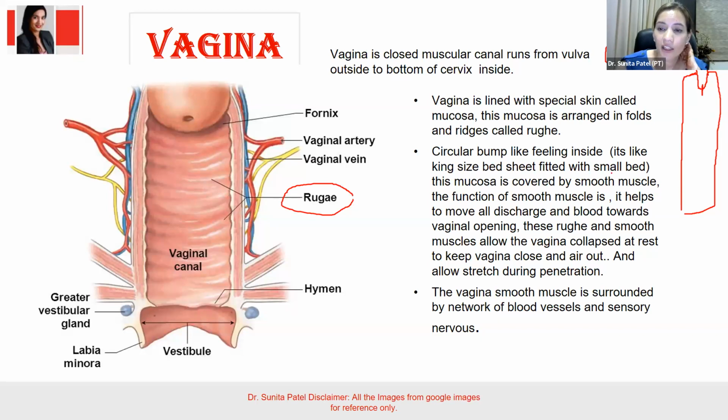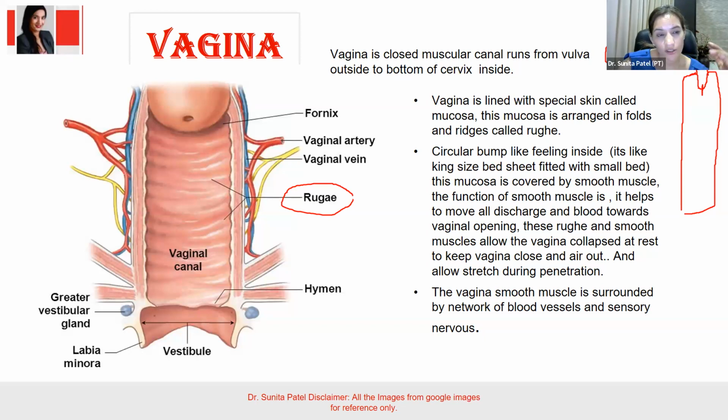So those ridges, the ring-like structures I told you about, are the rugae, R-U-G-A-E. If you insert your finger inside the vagina, you will feel some ring-like structures, some kind of bumps present. The mucosa is covered by smooth muscle. The whole mucosa, the complete rugae, the mucosal sheath, is covered by a layer of smooth muscles. What does the smooth muscle do? Smooth muscles do contractions.